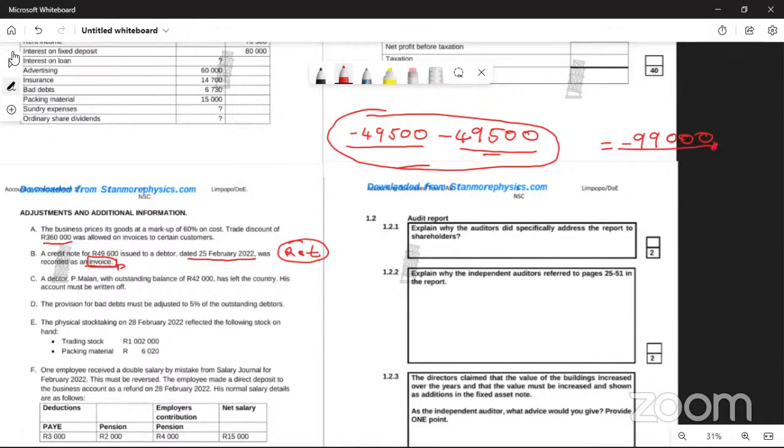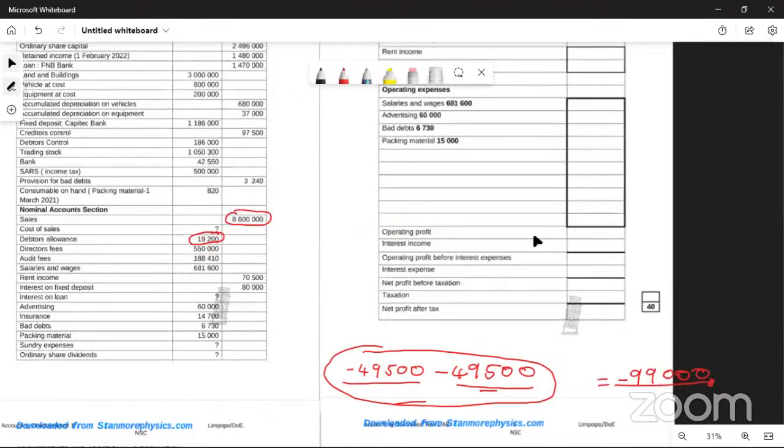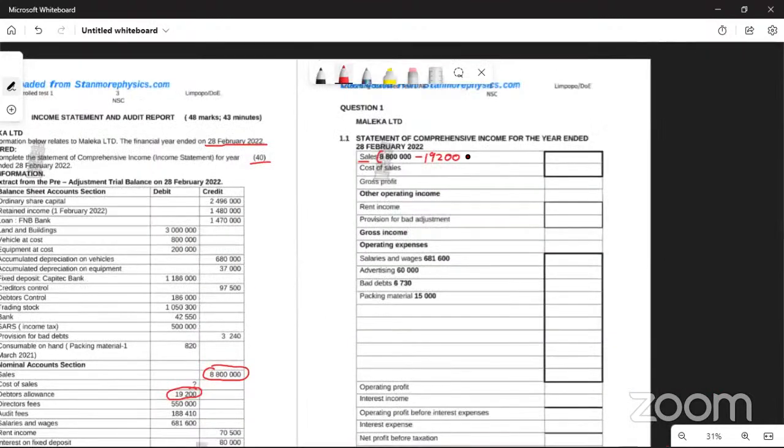Okay, so you go to your income statement. Either you subtract 49,500 from sales, then again we subtract 49,500 because of the returns.